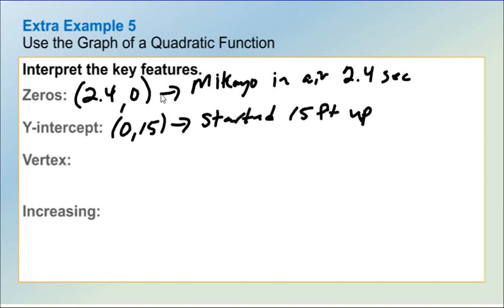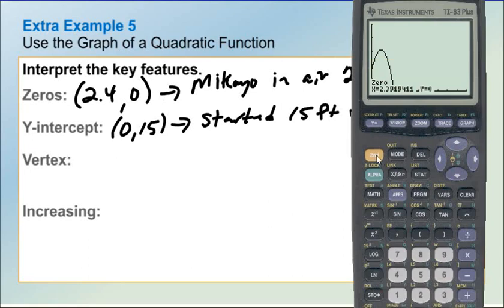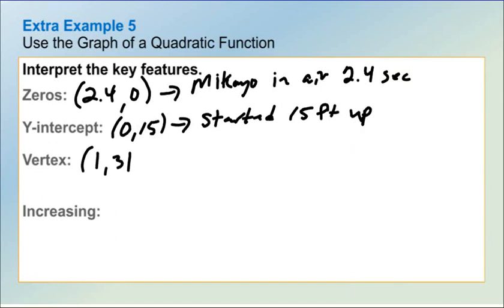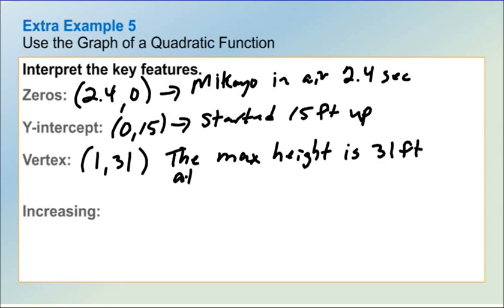The vertex, we go back to our calculator to find the vertex. We'll do second trace. Since that's a maximum, we do number 4. Need to go to left bound, so left side of the vertex. Hit enter, go to the right side. Hit enter a third time. The vertex is 1 and 31. So all that means is the maximum height is 31 feet at 1 second.